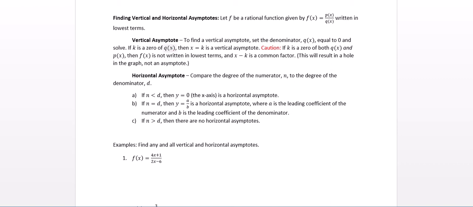Every 0 of q of x will give us a vertical asymptote. Now, very important caution here. If k is a 0 of both q and p, then the function is not written in lowest terms, and so this doesn't apply. And x minus k is a common factor. Anytime you have a common factor, this will result in a hole in the graph, not an asymptote. So it's pretty interesting.